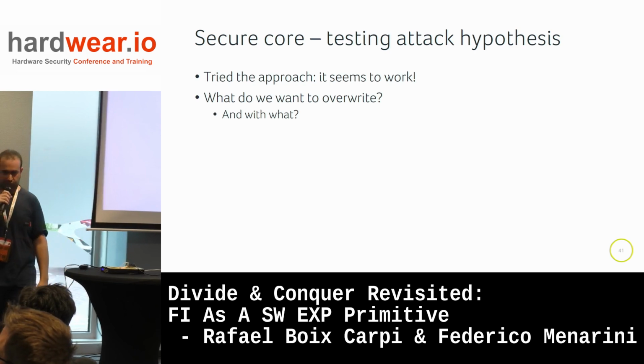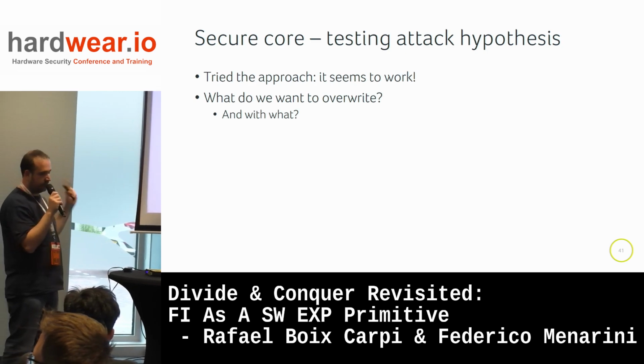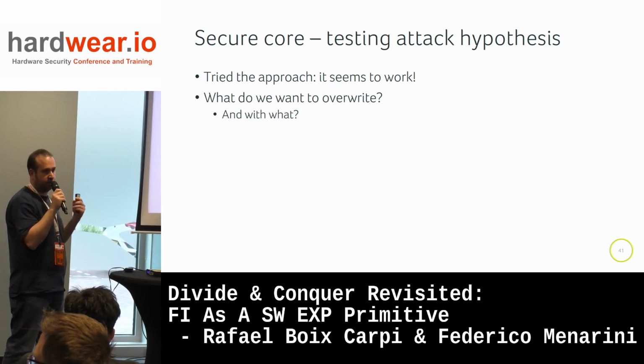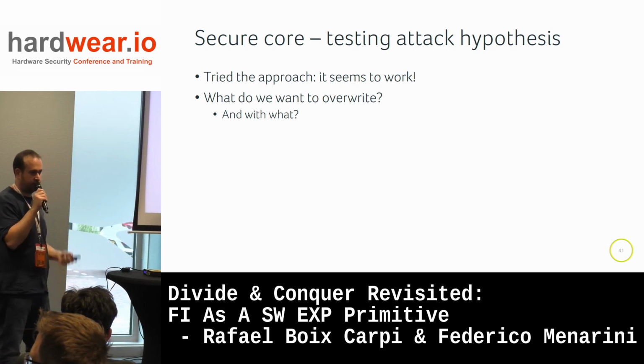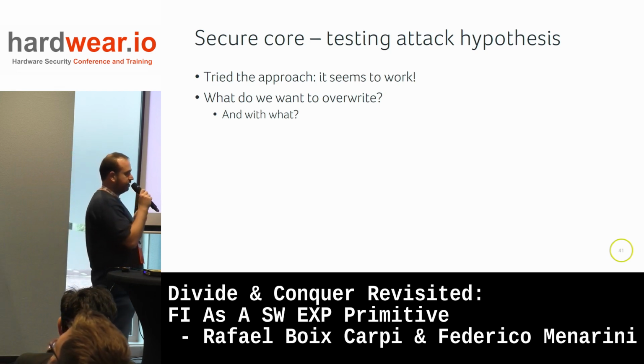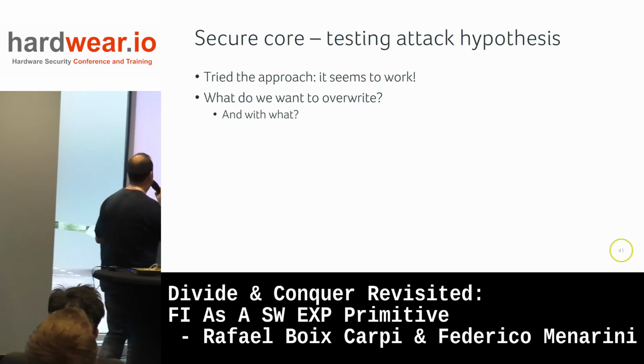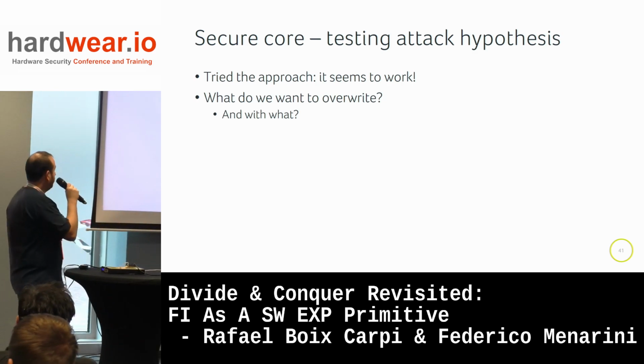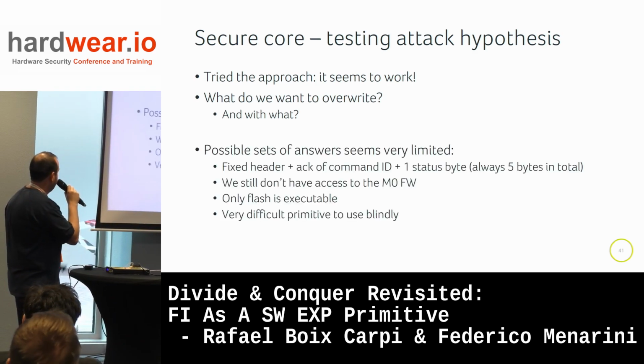So, for instance, we could point this shared buffer after sending our command to a physical address that does not exist. Nothing is mapped there. The secure core will crash. And this gives us indication it was trying to write to a mapped memory. So, what do we want to override now, and with what?